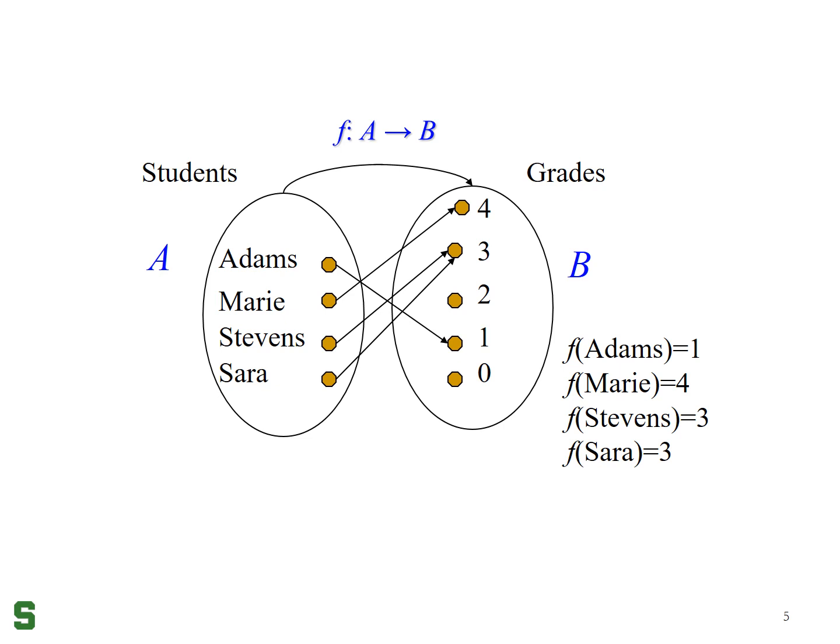Here is an example of a function from A to B. Here we have some students, we have some grades. So in this case, Adams has gotten 1, Murray has gotten 4, Stevens has gotten 3, Sarah has gotten 3 as well. We can write this in terms of a function that looks like this. F of Adams is 1 because Adams is mapped to 1.